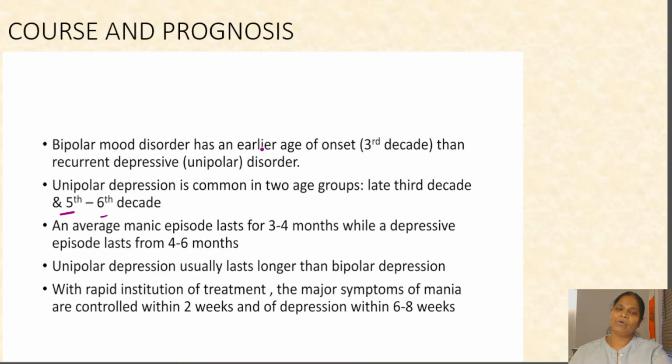Then I have already mentioned, if it is a manic episode, it lasts from 3 to 4 months, and a depressive episode will be 4 to 6 months. And if it is mania, when we treat them with mood stabilizers, it can be controlled within 2 weeks. But depression takes about 6 to 8 weeks. So I think you got an overview of BPADs.